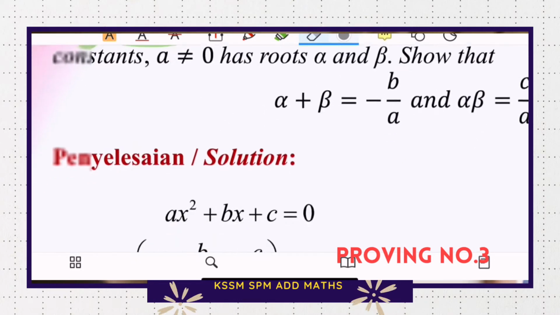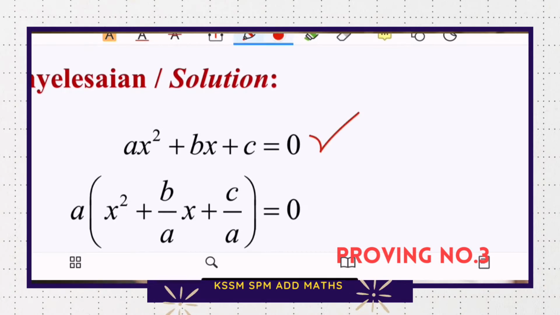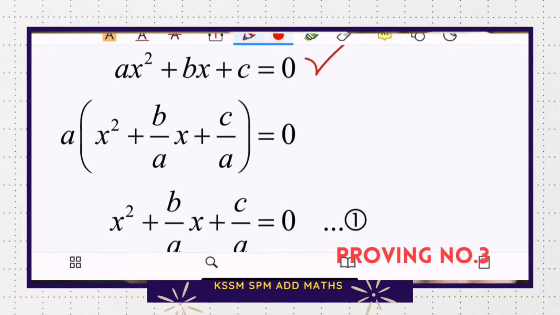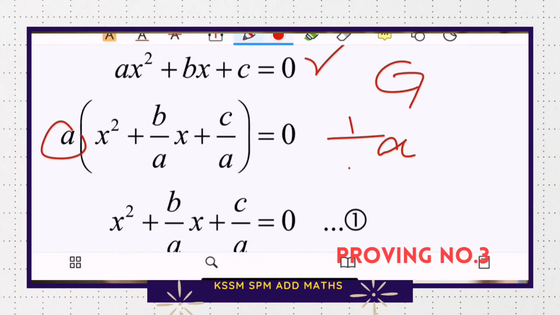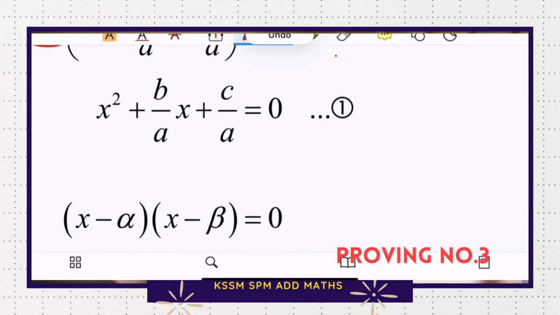So let's start now how to prove. ax squared plus bx plus c equal to 0. We start with the general form. Again, we are divided by a. This one is general form. Then divided by a. After divided by a, we will simplify like this. This is equation number 1.